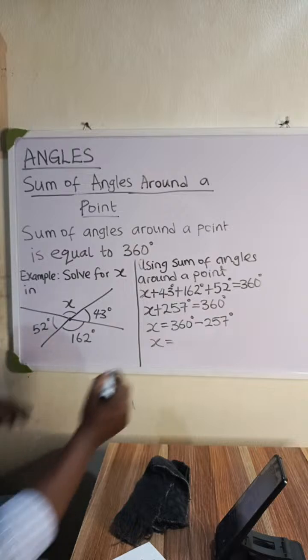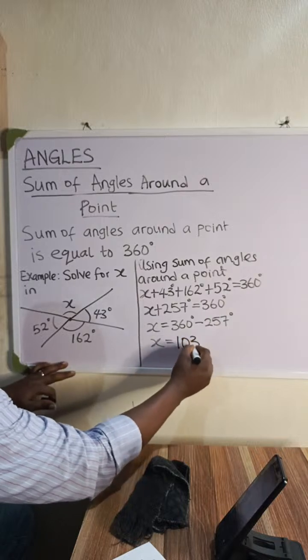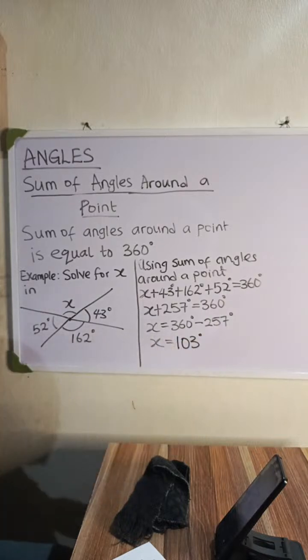103. 103 degrees. So the value of x, somebody said 108. Confidence said 108. Is it 108? 360 minus 257. Check again. Daniel has still another strike, another mark.